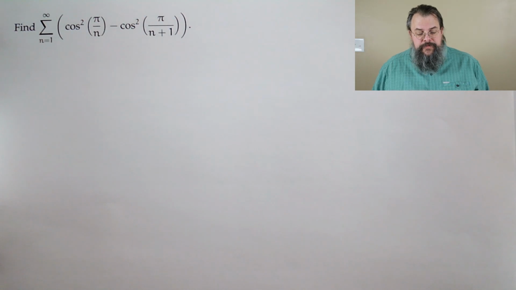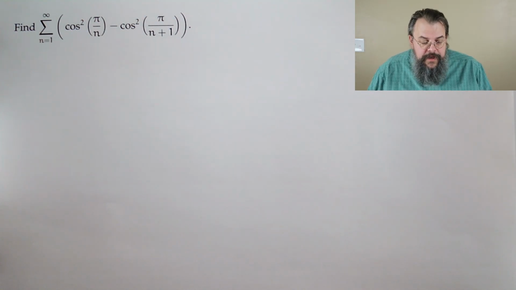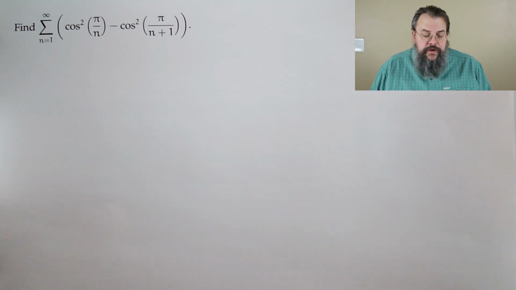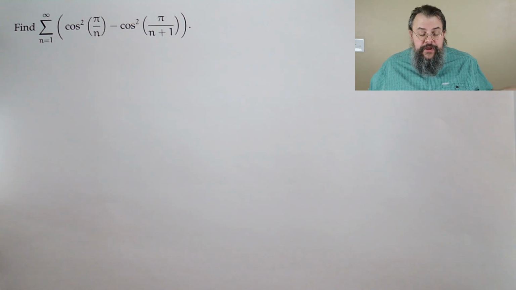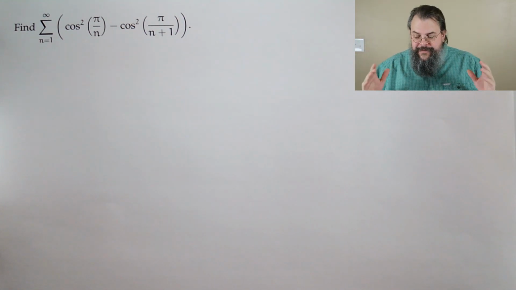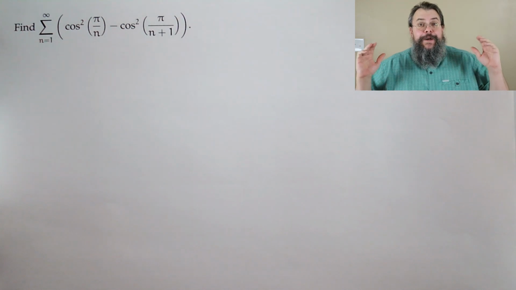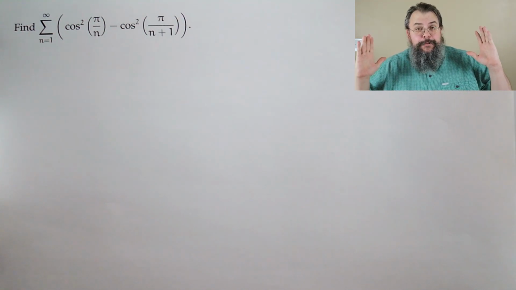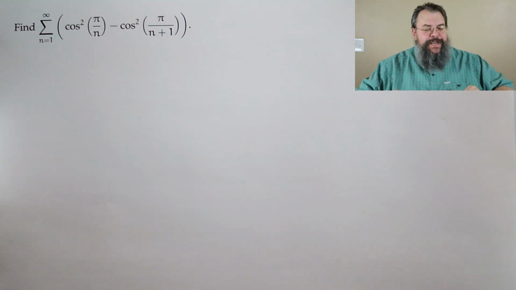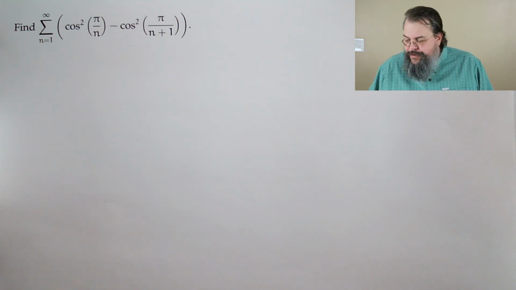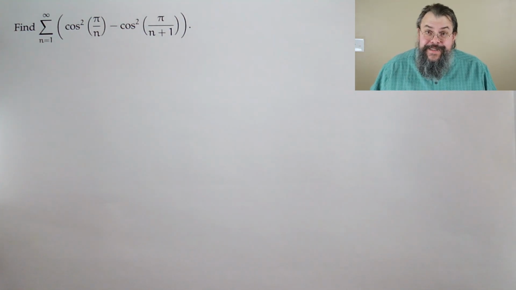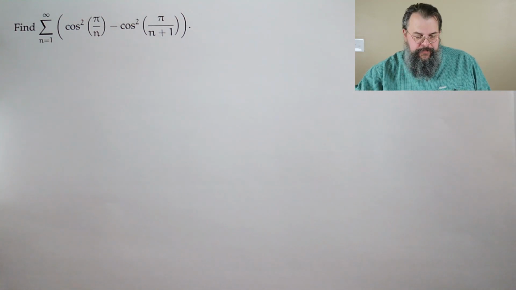Our next problem. Find the sum from 1 to infinity, cosine squared pi over n minus cosine squared pi over n plus 1. Wow, beautiful. Beautiful sum. Now, this came from an old final exam, and it was a problem that a lot of people did really bad on. And you're like, what? That doesn't seem so bad. Let's dig into it. Okay.